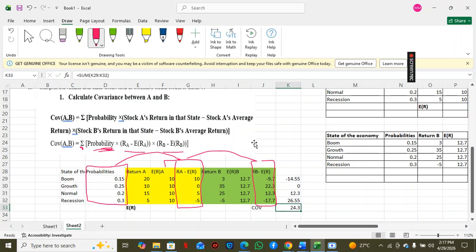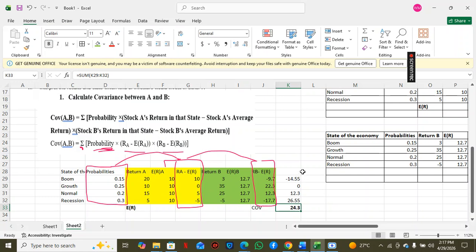So this is a positive covariance, meaning company A and B have a positive relationship. Meaning, if you make a profit in company A, you're also expected to make a profit in B. If you make a loss in company A, you're also going to expect to make a loss in B. That's what a positive covariance is telling us. They're positively related, A and B.